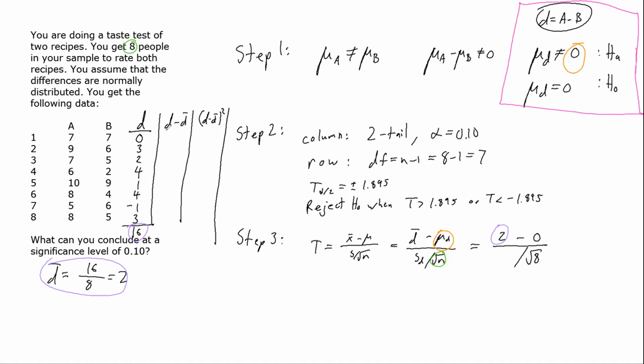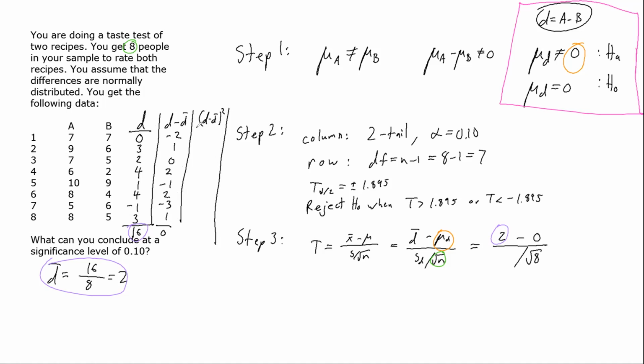So 0 minus 2 is negative 2. 3 minus 2 is 1. 2 minus 2 is 0. 4 minus 2 is 2. 1 minus 2 is negative 1. 4 minus 2 is 2. Negative 1 minus 2 is negative 3. And 3 minus 2 is 1. And if we add those up, we should get 0. You can double check. Negative 2 and 2, 1 and negative 1. Yep, we get 0. So that's good.